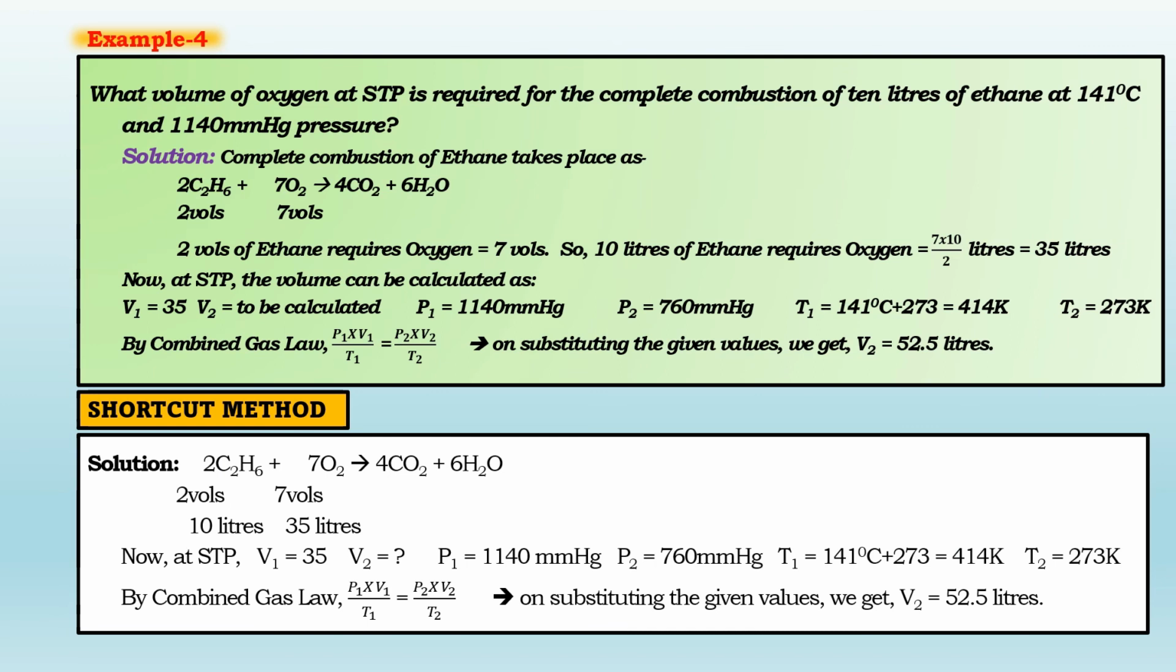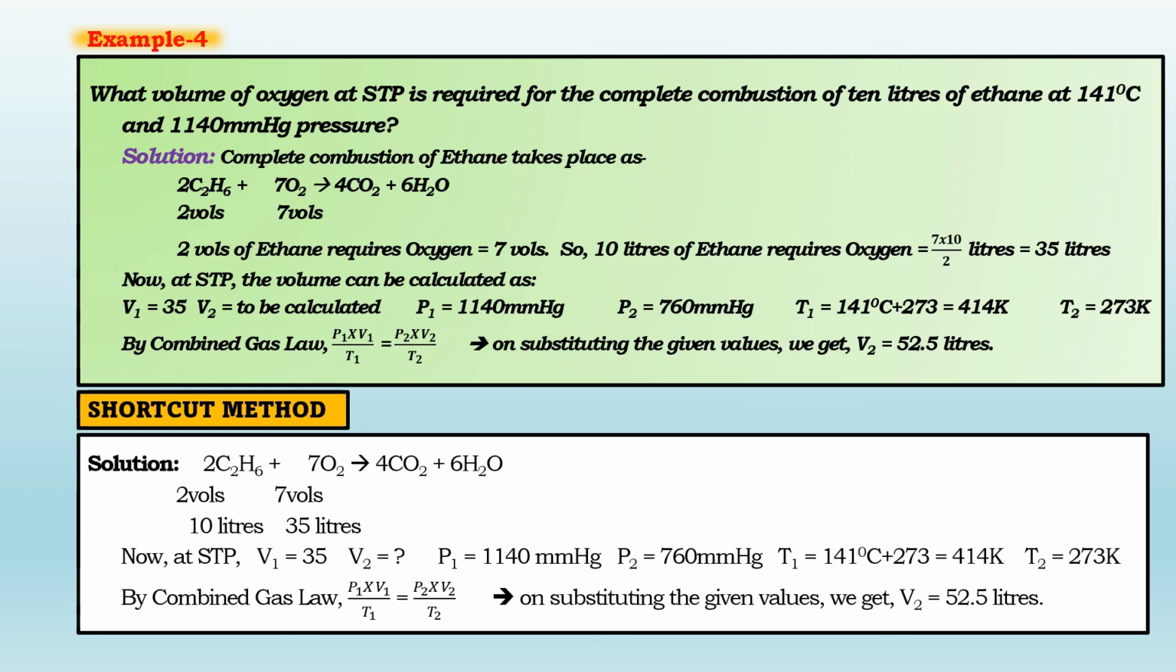Example 4. What volume of oxygen at STP is required for the complete combustion of 10 liters of ethane at 141 degrees centigrade and 1140 mmHg pressure? Solution. Complete combustion of ethane takes place as 2C2H6 plus 7O2 gives 4CO2 plus 6H2O, where 2 volumes of ethane require 7 volumes of oxygen. So we have 10 liters. So 10 liters of ethane will require oxygen 7 into 10 divided by 2, that is equal to 35 liters.